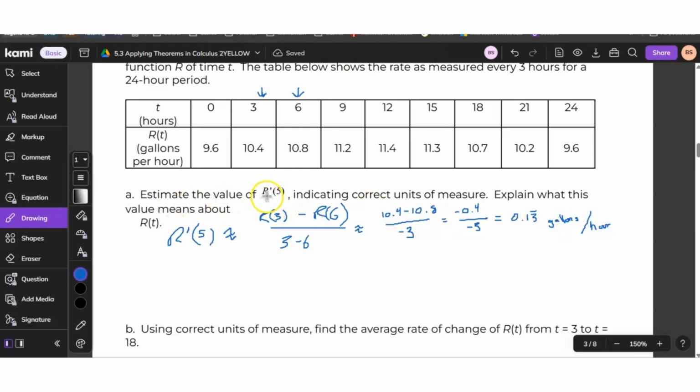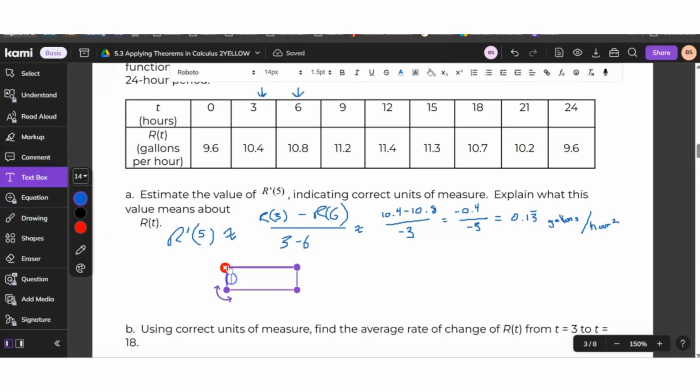But it would be gallons per hour squared, because this is already gallons per hour. The hours are squared. Basically, it's the acceleration of the water. Gallons per hour: how much is the rate of the water changing? That's what it is.